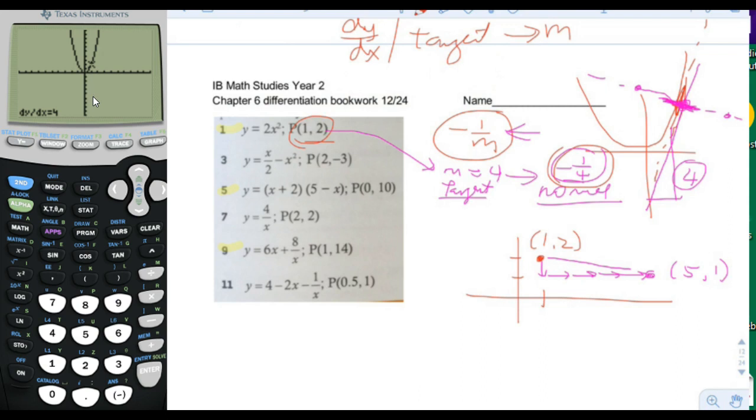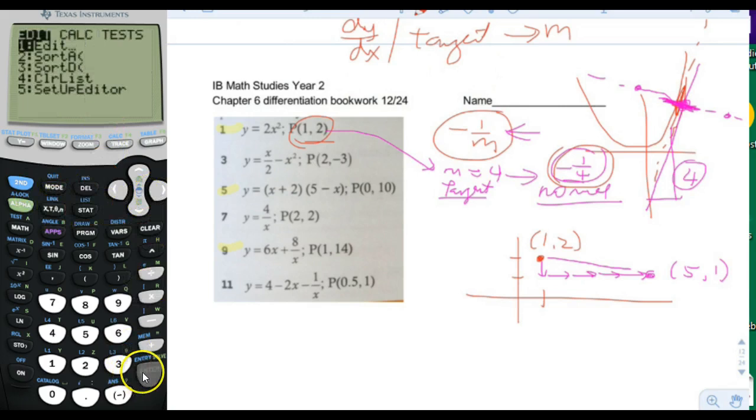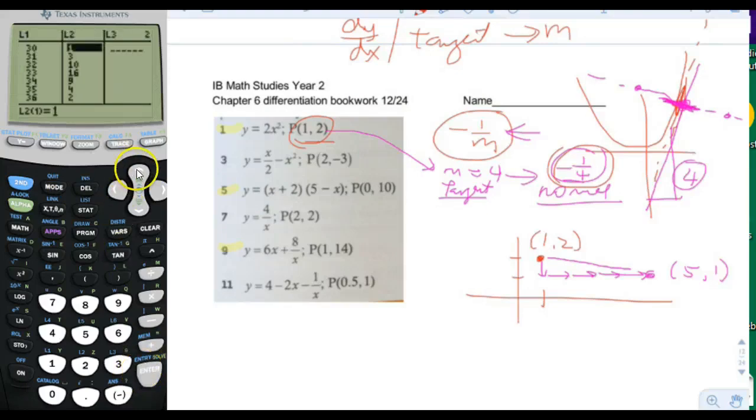Okay, and now let's use lin reg, and this is something that you really need to be good at doing for the linear equation part of the exam. So I'm just going to clear out my list here. I'm going to use list 1 and 2, and I'm going to put the x's here. So the x's are going to be 1 and 5. And the y's are going to be 2 and 1.